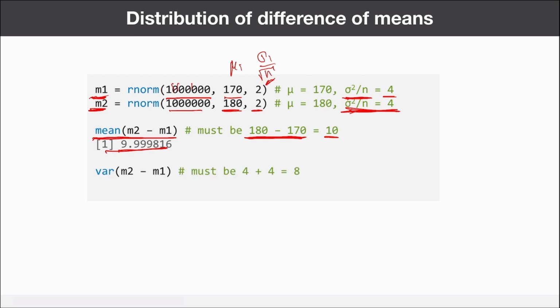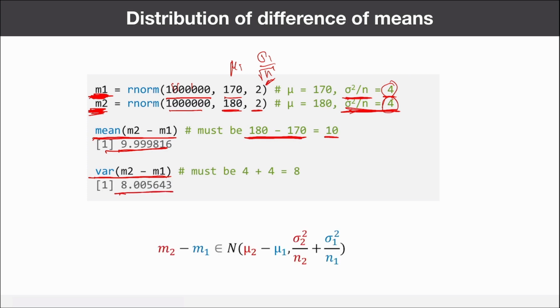But what about the variance? Well, according to our expectations, the variance should be a sum of these two values, so it should be 8, right? Because the variance of this, or standard error squared of this, is 4, and the standard error squared of this is 4, so we assume that the variance of the difference, so the standard error squared of the difference of means, will be 8. And indeed so. You can see it's 8. Okay. And that leads us to the following.